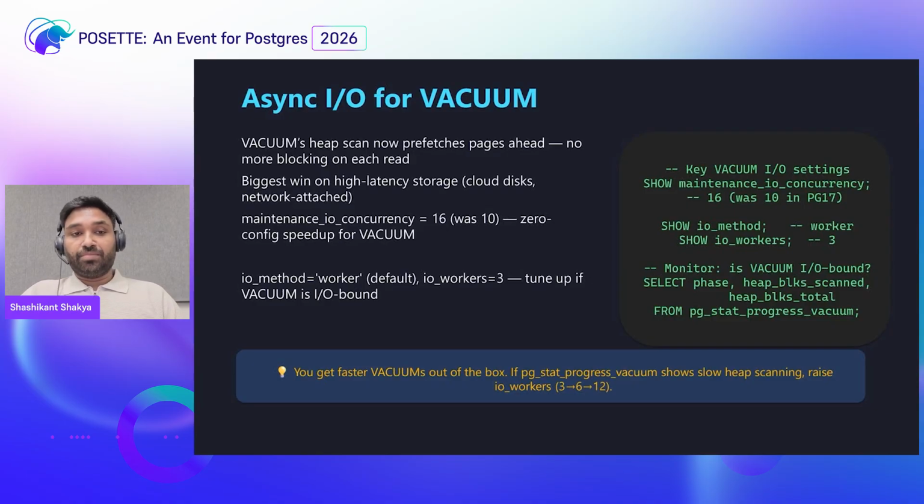One of these is io_method, by default set to worker, which spawns dedicated IO workers for doing this work. And then you have io_workers, which is set to default 3. And if you see your vacuum heap scans are taking longer in PostgreSQL, then you can think of scaling these IO workers from 3 to 6. And even if you have a larger system, you can go up to 12. So the key takeaway from here is that you get faster vacuums out of the box without making any configuration changes. And the settings are available for you just in case you want to scale further.